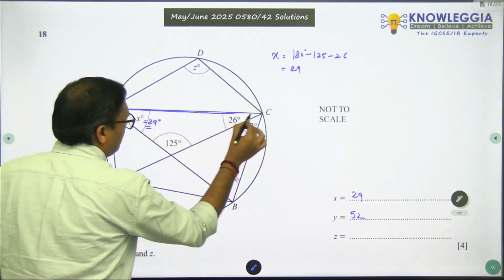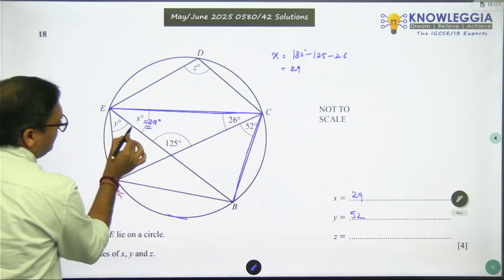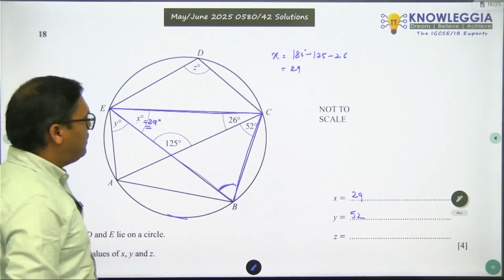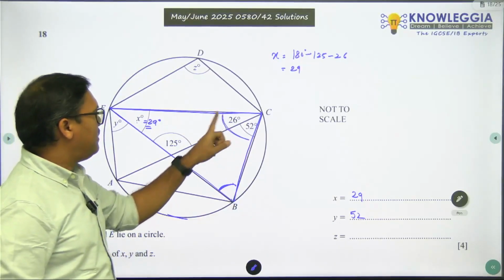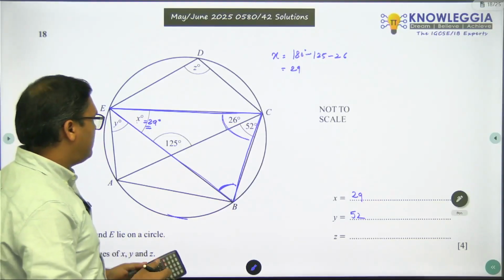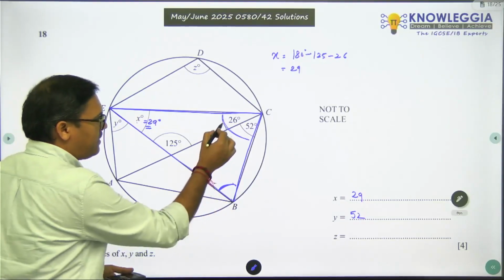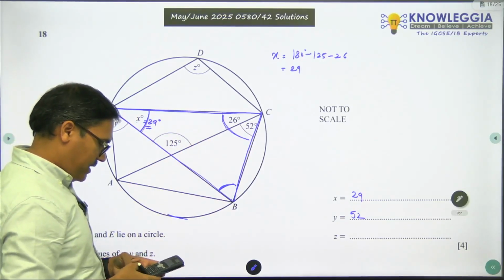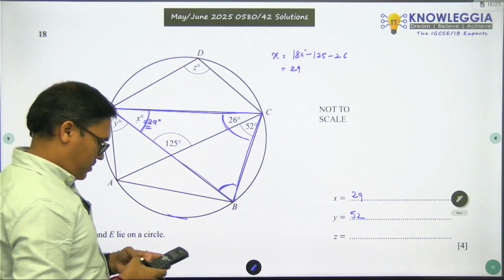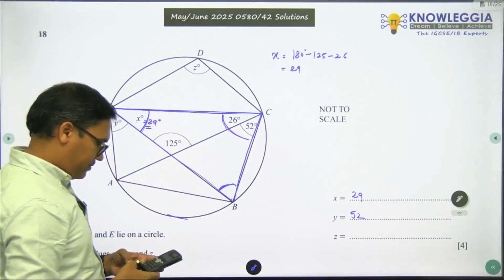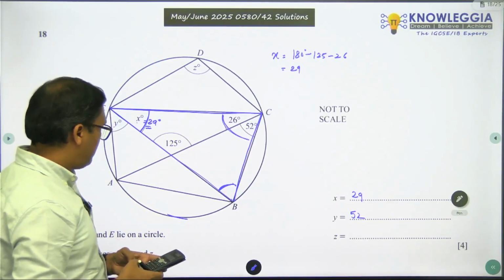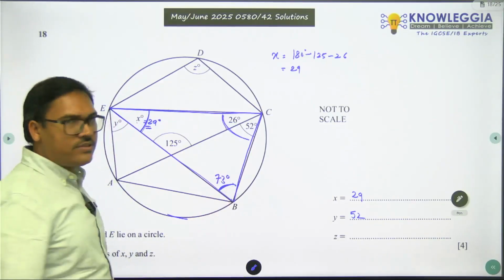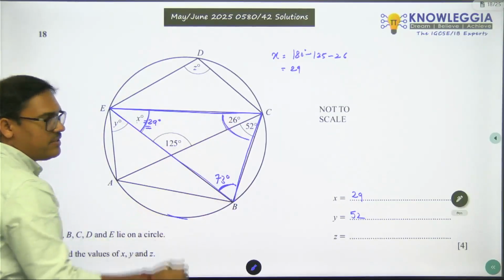So if you take this triangle, correct? I can easily find this angle. How can you find this angle? We know this total angle. This is 29. So I can easily find this. So what is this angle? This is 180, not 100, 180. Total sum is 180 minus 26 minus 52 minus 29. So what is this angle? This is 73 degrees. I hope this is clear. Why is this 73 degrees? This is a triangle. Sum of all the angles is 180.